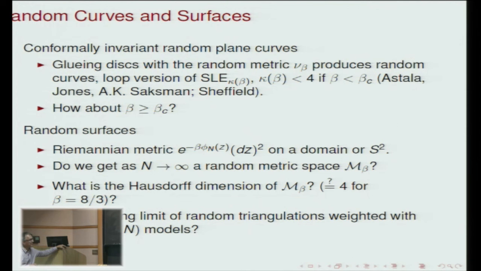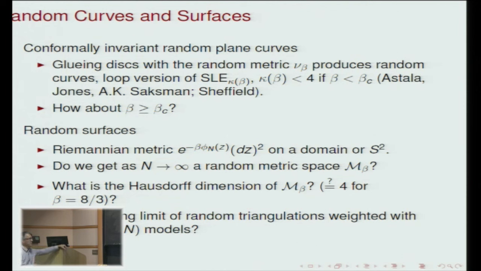So you can produce SLE-like curves, and the high temperature phase here corresponds to kappa less than 4 in SLE. At the critical point here, that corresponds to SLE at 4, and this particular construction we haven't been able to do at the critical point, only in the high temperature phase. And when you go to the SLE in the region where the curve is not anymore simple, then nothing is actually at the moment understood from this point of view.